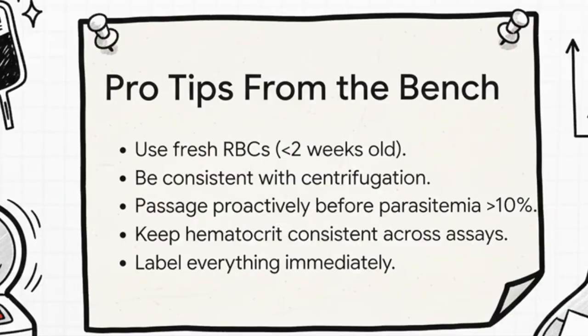And these are the little things that make a huge difference. Using fresh red blood cells, totally non-negotiable. Your parasites will thank you. Being consistent with your centrifuge settings. And please, please, please, for the love of science, label everything right away. Future you will be so grateful. Now let's look at mistakes.